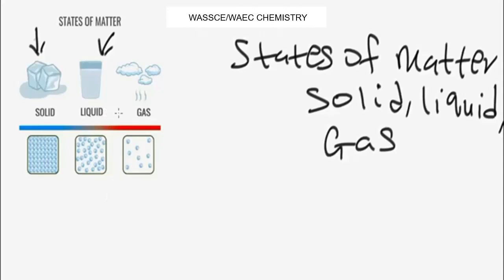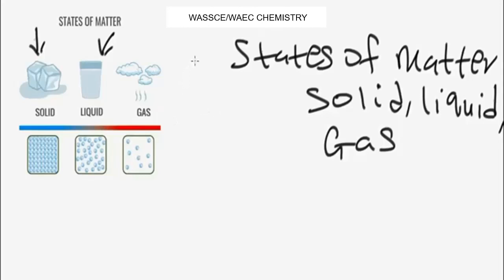Another property of the liquid state is that the particles are constantly moving with random motion. So the hotter the liquid gets, the faster they move. This causes liquids to expand when heated. Very important, guys. Now, having known that, let's go to the gaseous state of matter.